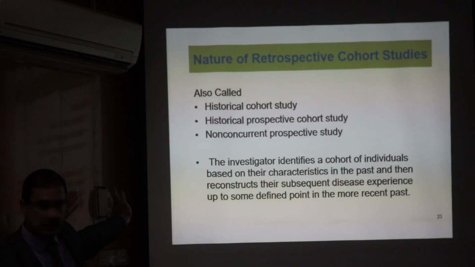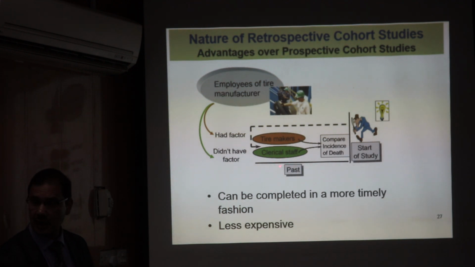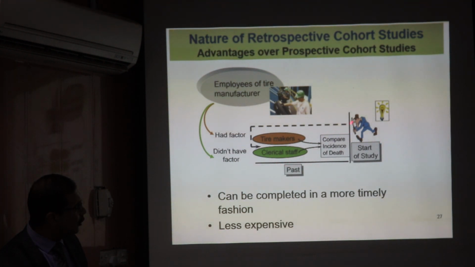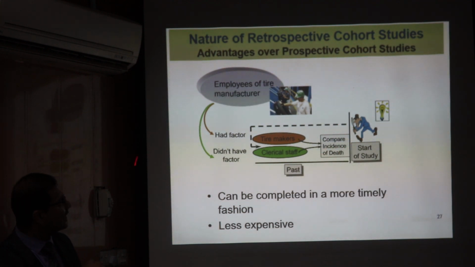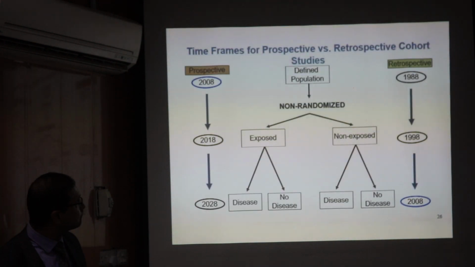For the retrospective, it's in the past, okay? Let's take this in the past. So we need to compare the influence of those workers who work with the tire makers against clerical, those who work in the office. Okay? We go and measure who has the disease, who doesn't have the disease, and we follow those in the past. Is it clear? What's the difference? Do you have any questions? What is the difference between those? In prospective, we started in 2008. After 10 years, in 2018, we measured exposure. After 20 years, we measured the disease.